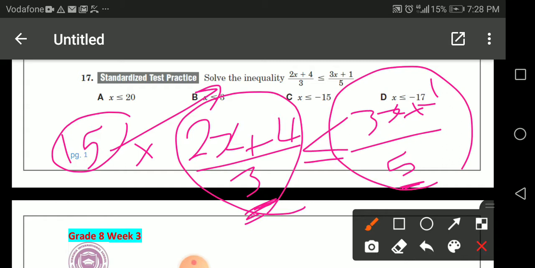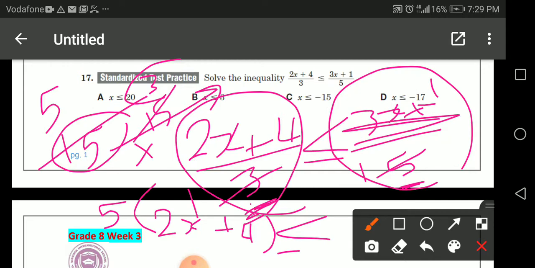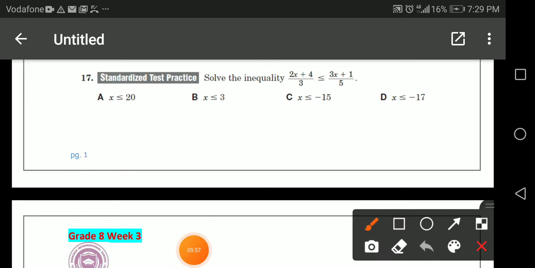If I say 15 times 2x plus 4 all over 3, simplify means divide. 15 divided by 3 gives 5. So we have 5 open bracket 2x plus 4 close bracket, less than or equal to 15 divided by 5 gives me 3. So the second one, 3x plus 1 by 5, becomes 3 times 3x plus 1.